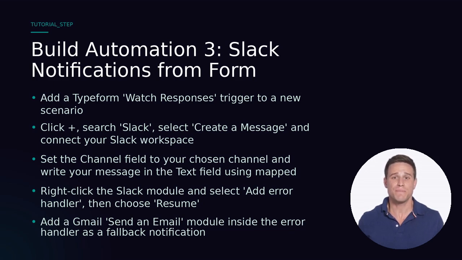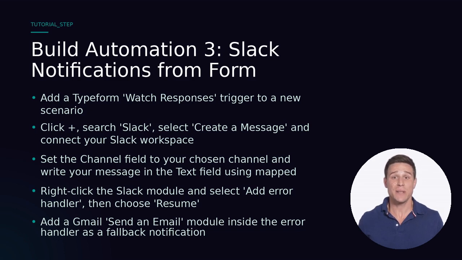Done. Last one, and this one keeps you in the loop instantly. New scenario, add a Typeform trigger, same as before, add a Slack module, search Slack, pick Create a Message. Connect your Slack workspace, pick the channel, and in the text field write something like New lead, a name from the company, email. Map those variables from your trigger data.